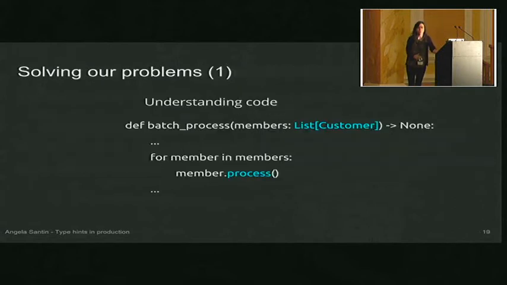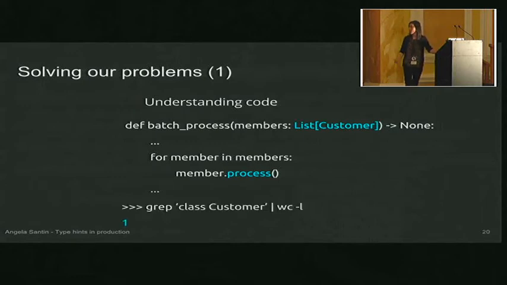So going back to the problems, we had two problems: understanding code and refactoring code. For understanding code, here is the same function, but we've annotated what the type of the object we're taking in is. In this case, we know that members is a list of customers. So now you look at the member.process and you're easily able to figure out what it does because you just look for the customer class and woohoo, there's only one.